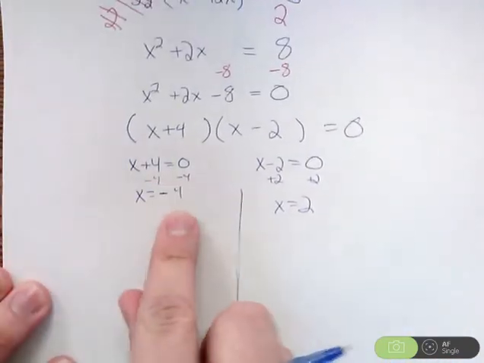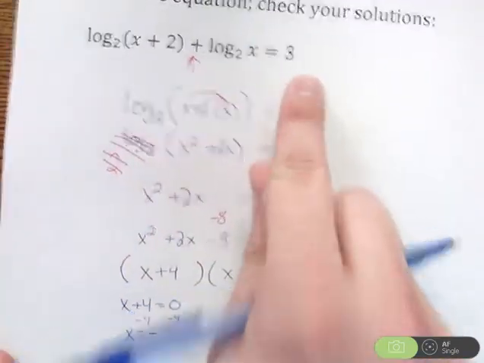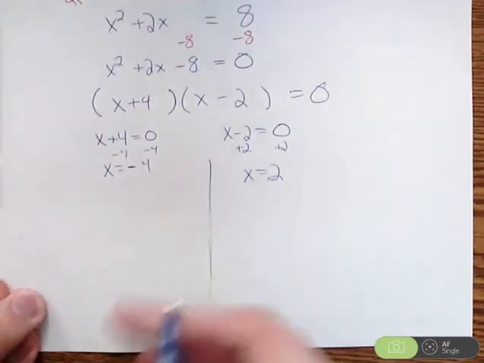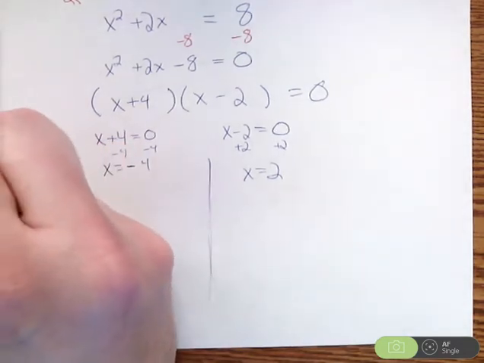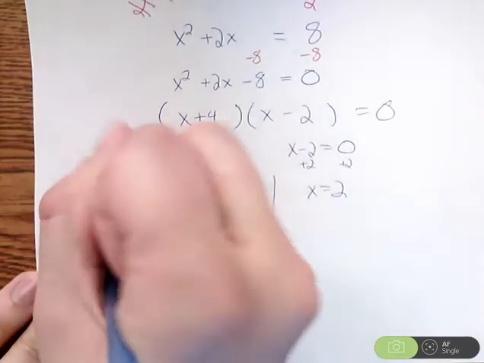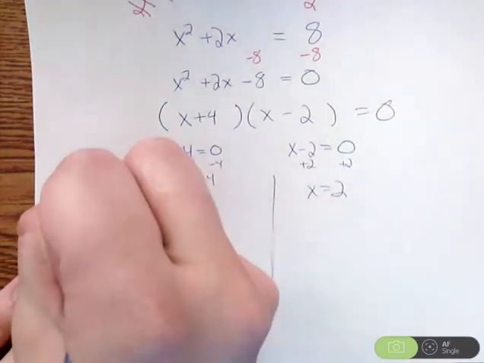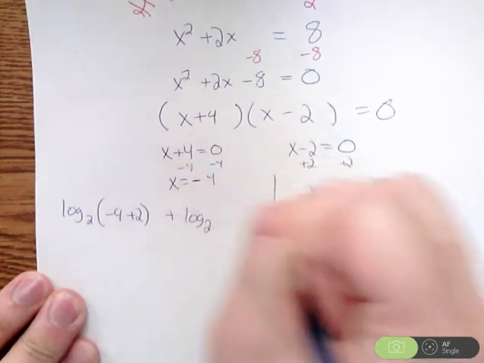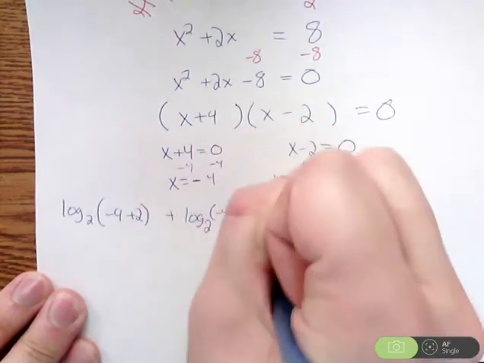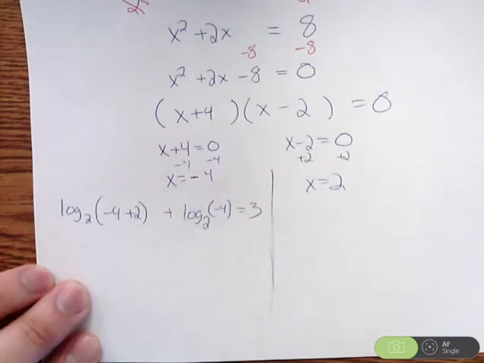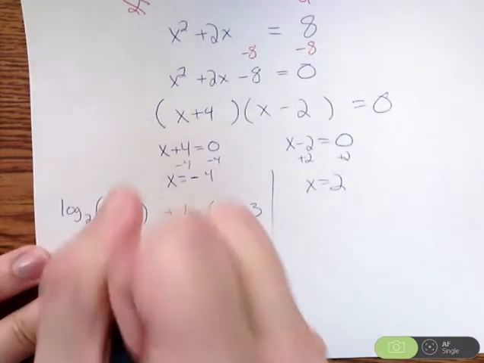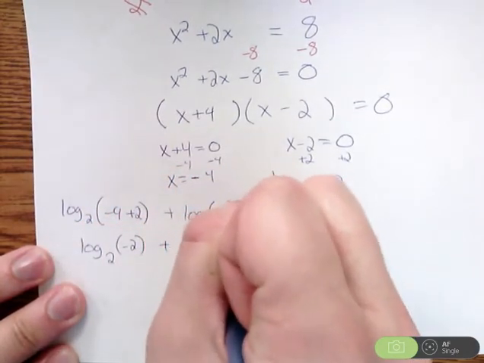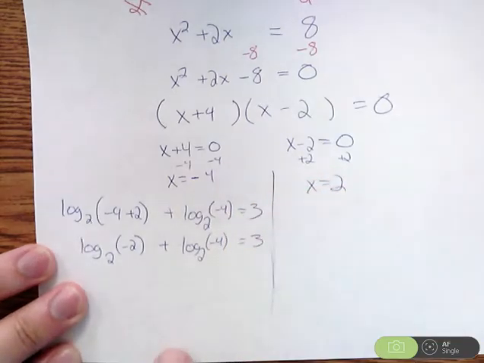What I'm going to do is take negative 4 and plug it in for all of my x's in the beginning. And I'm going to simplify and make sure I get some number equals that same number. So this would look like log base 2 of negative 4 plus 2 plus log base 2 of negative 4 equals 3. Now that would simplify to log base 2 of negative 2 plus log base 2 of negative 4 equals 3.